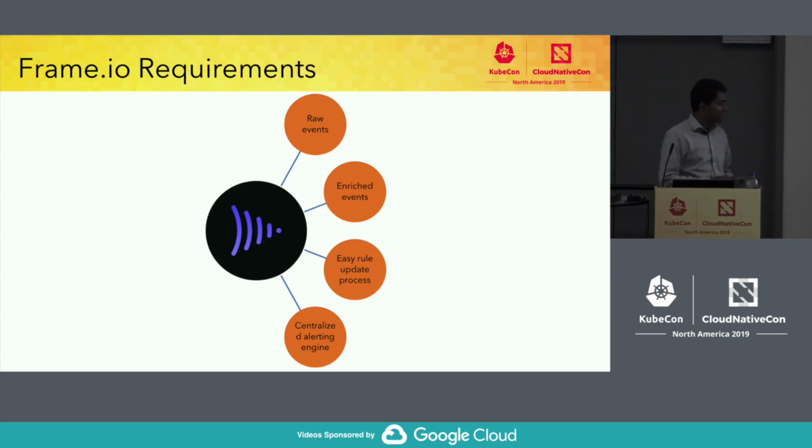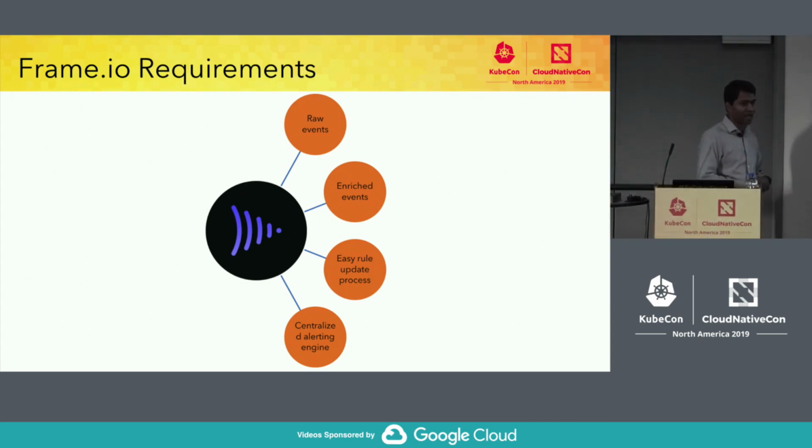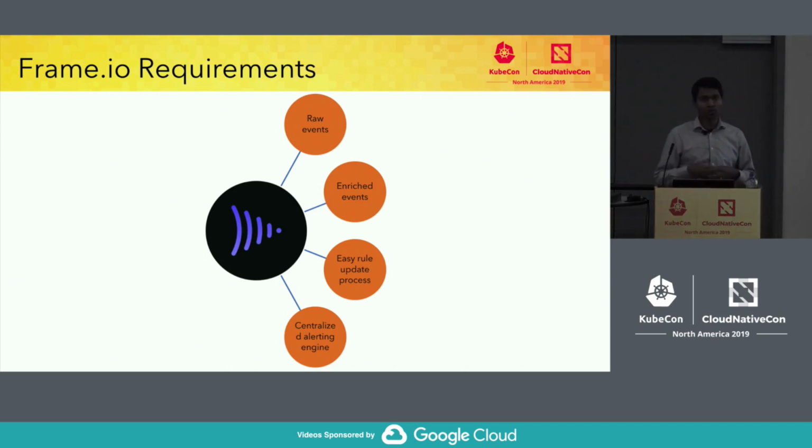And we wanted a centralized alerting engine, right? Falco has a rule engine, but we didn't want to use that rule engine. We wanted one rule engine across all services. A single rule engine that can support GuardDuty, AWS Config, Falco, Inspector, all those services. So these were the requirements that we were looking for in a tool.